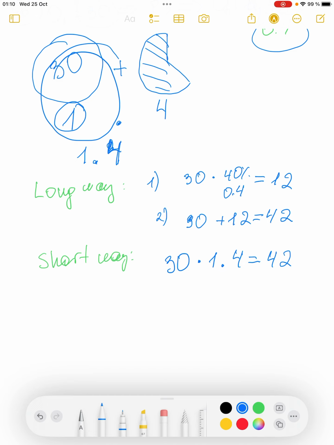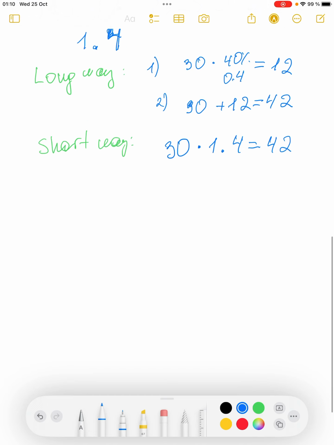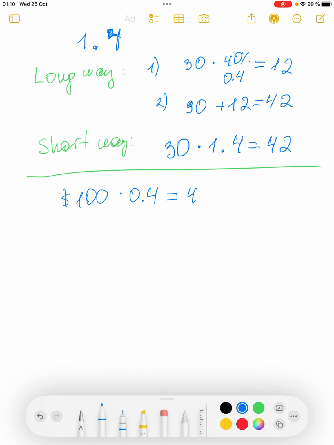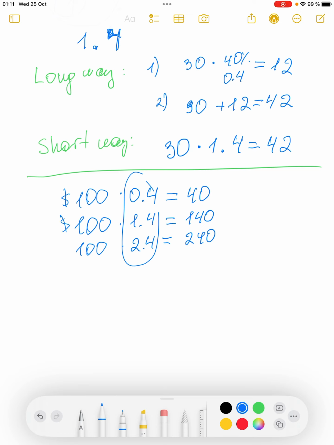So I hope that makes sense for you. So if you have $100, and you want to multiply it by 0.4 to find out how much is 40%, it would be 40. If you take the same $100, multiply it by 1.4, that would be 140. If you take your 100, multiplied by 2.4, it would be 240. These can all be percentages, of course, right?